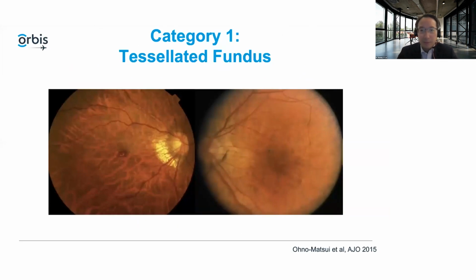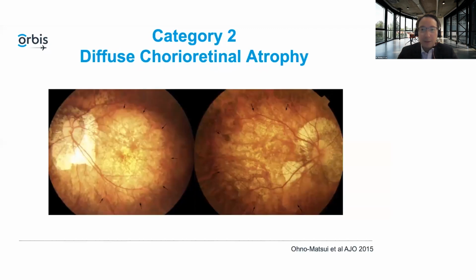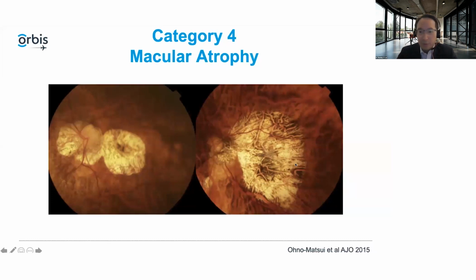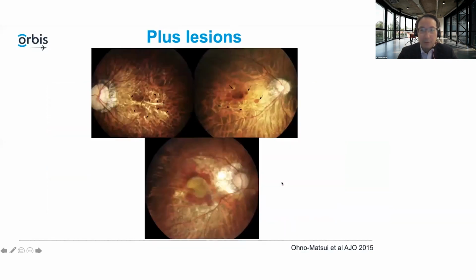So this is a patient with tessellated fundus. Here, a patient with diffuse chorioretinal atrophy. Here, category 3 is the patchy chorioretinal atrophy. You can see many of these patchy lesions. And finally, it's a very severe macular atrophy. You can see the underlying scleral vessels here because the choroid is completely gone. And with any stage, you can also get associated plus lesions. Here is lacunar crack, CNV formation, and macular hemorrhage.